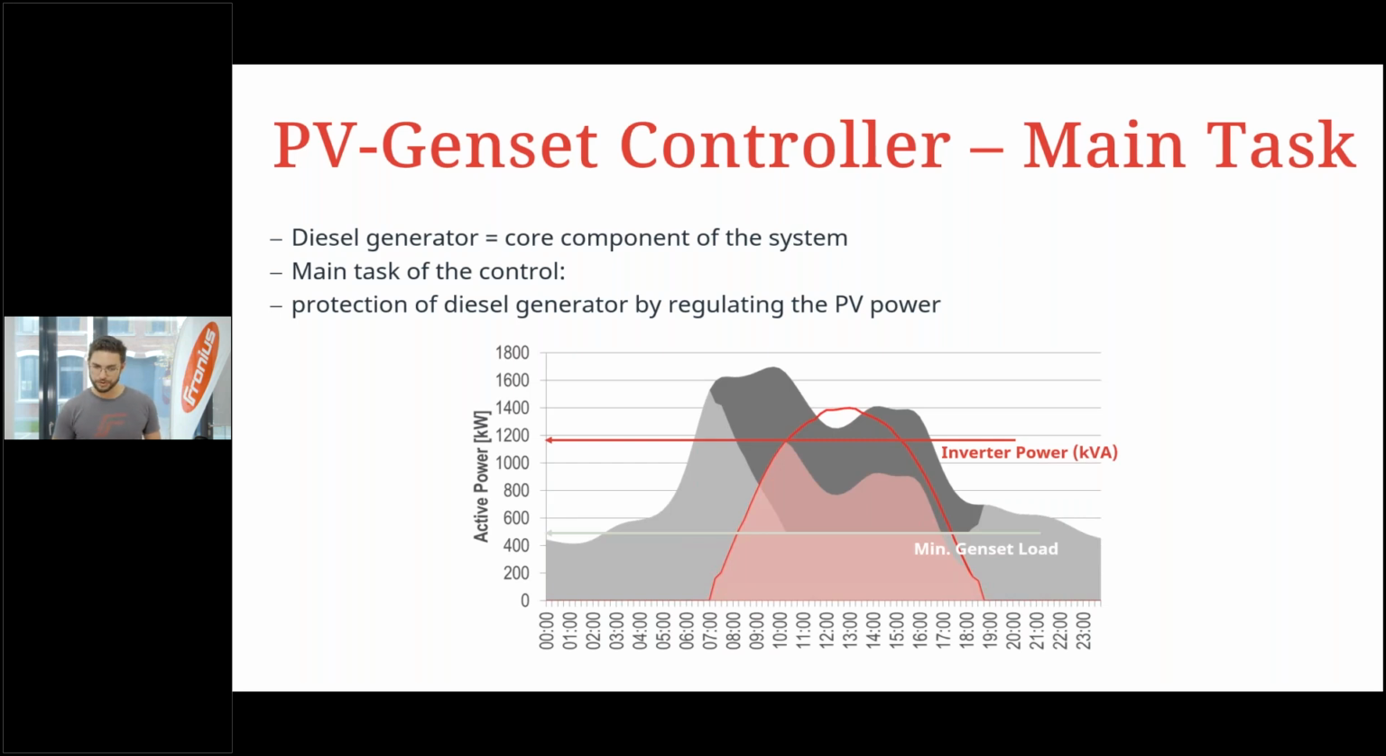Then we have the inverter power, and we also have the maximum PV power, and we can see here we would have more energy from PV, but because there is probably no grid, we can't go anywhere with this energy, so we have to shut it down because of the minimum genset load. This is the main task of the PV genset controller.